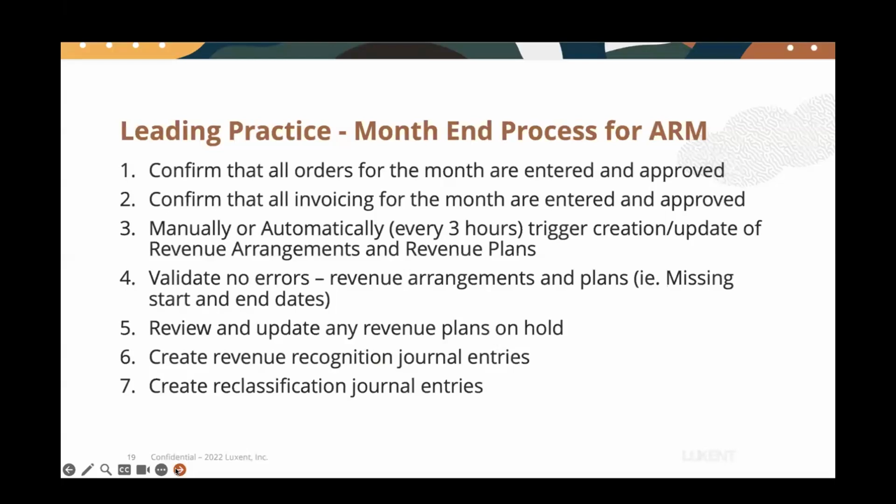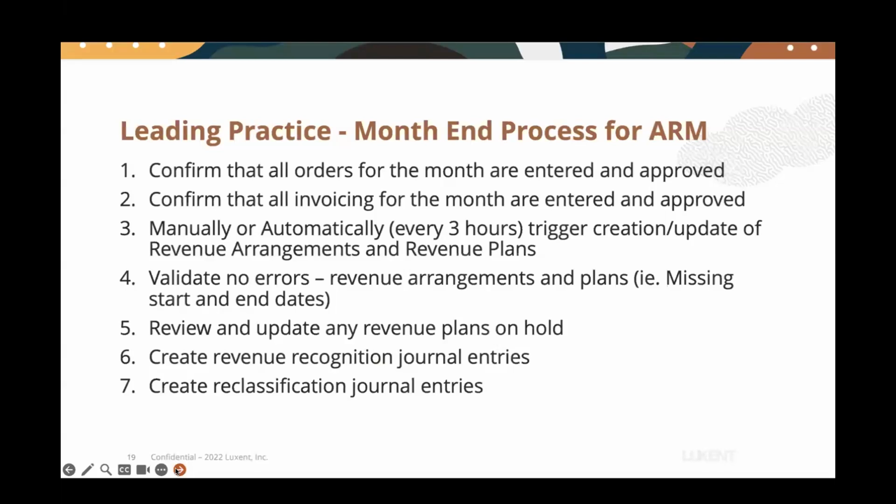You're going to either manually or automatically, which if it's automatic, again, every 3 hours, trigger the creation or update of revenue arrangements and plans. You're going to validate that there are no errors on those revenue arrangements and plans. Example would be a missing start or end date. And then you're going to review and update any revenue plans on hold. Okay. You can put revenue plans on hold. Say there's an issue with the customer's account or something like that. You haven't delivered anything at that point. You can't recognize the revenue. You can put the revenue on hold.